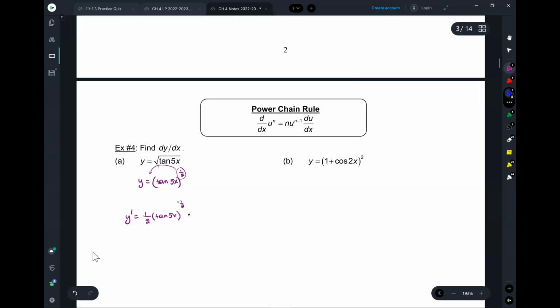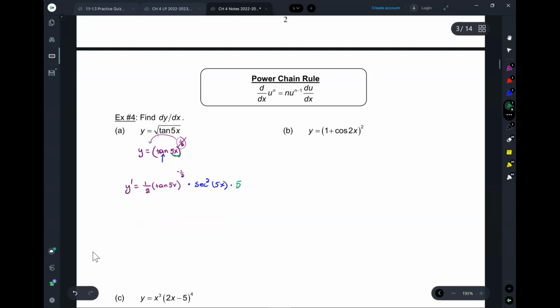Times, so I did the 1/2, let's cross that out. Times, let's go inside. I've got a tangent. The derivative of tangent is secant squared 5x, times, inside the tangent, I've got a 5x, the derivative of which is 5.